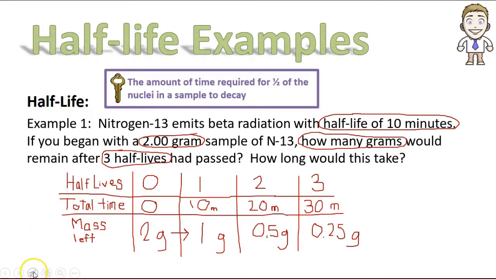And the table should leave you with everything that the question asks for. One, how many grams would remain after 3 half-lives? That's 0.25. And the second question, how long would this take? The answer would be 30 minutes.